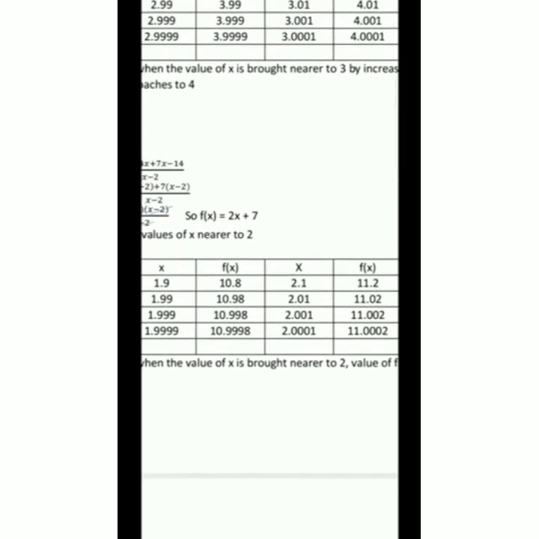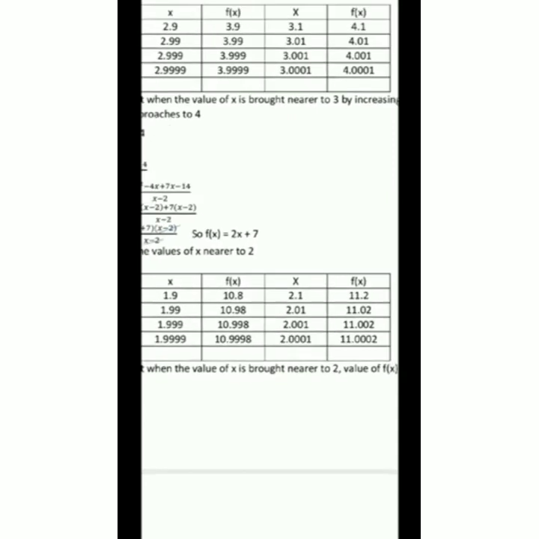So, we get 11.0002. You can see when we are subtracting, that is decreasing, we get 10.998. When we are increasing, we get 11.002. So, when the value of x is brought nearer to 2 by increasing or decreasing its value, the value of f(x) approaches 11.